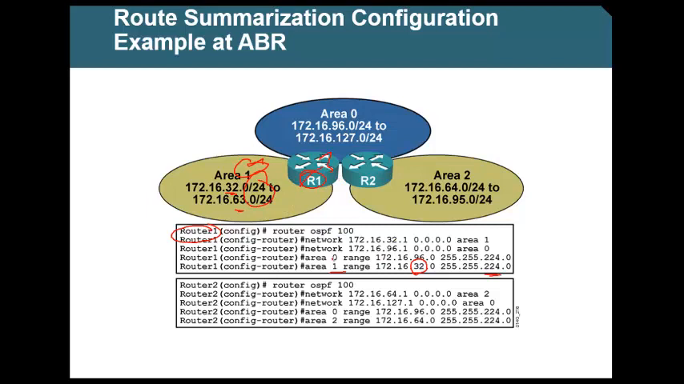Likewise, area 0 has networks starting from 96 to 127. Again the same procedure, starting from 96, 255 minus 31. Now do the same thing and you will get a summarized route. You may try this later at home. Let's move on.